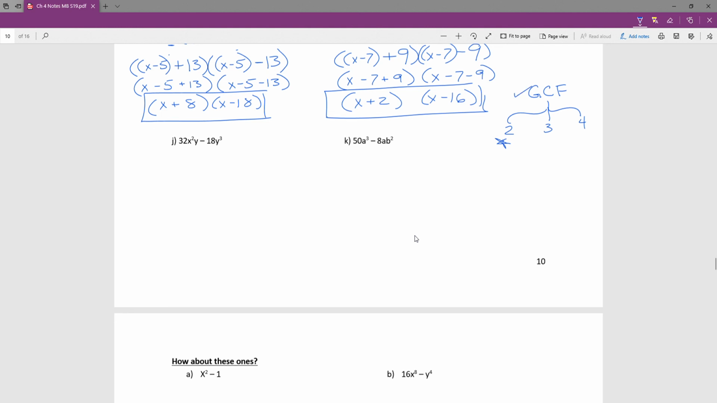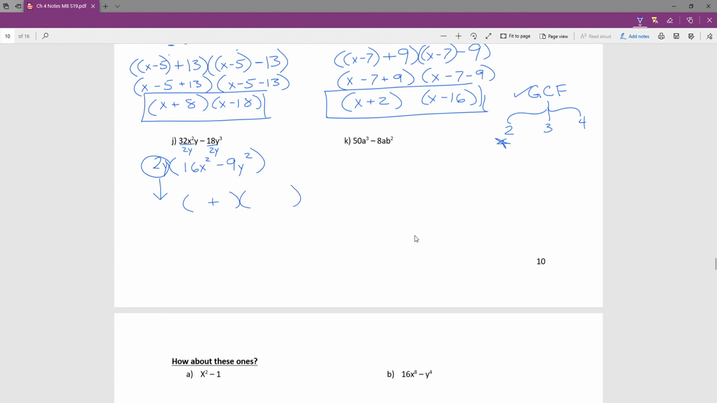So when I take a look at J, I don't see a difference of squares. If I take a look at greatest common factor first, I could pull a 2y out of each of these terms. If I pulled a 2y out of each one, I would in the brackets then have 16x squared minus 9y squared. And I've made a difference of squares. So the 2y I want to be part of my answer, but the other part is a difference of squares.